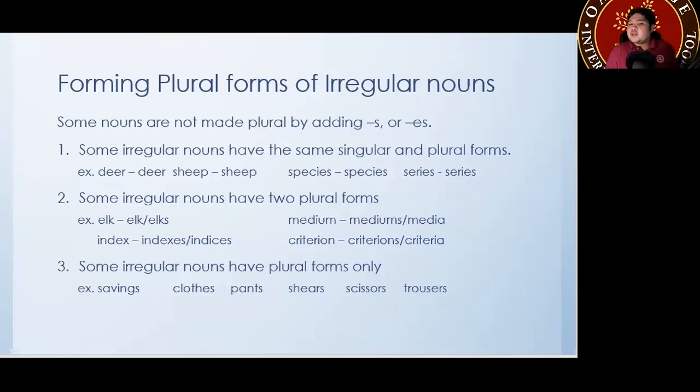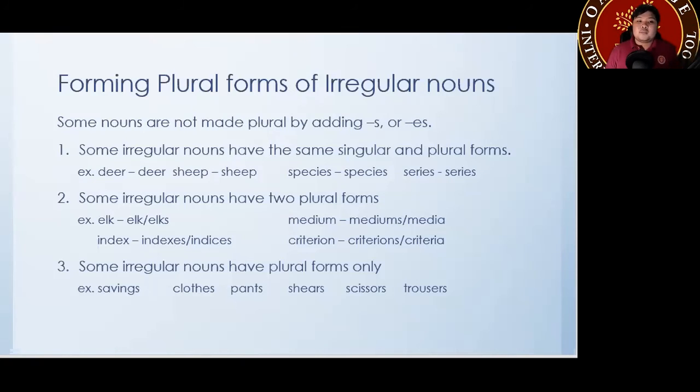Okay? Number 2, some irregular nouns have 2 plural forms. Example, elk. Elk could either be just elk or elks. Index can be indexes or indices. Medium can be either mediums or media. Criterion can be criterions or criteria. And for some, number 3, some irregular nouns have plural forms only. That means you have to always consider them as plural. Example, savings, clothes, hands, shears, scissors, trousers. They are always considered plural.